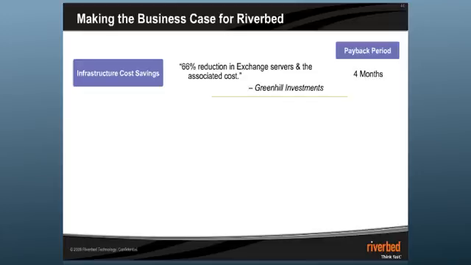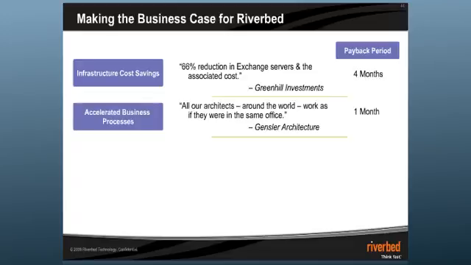So here are some customers and some of their thoughts on the ROI calculation. Greenhill Investments saw a 4-month payback period. They were able to take Exchange servers and pull them back into the data center. Gensler Architecture, one of the biggest architecture firms in the nation, saw a 1-month payback period as they were able to collaborate across the country and around the world.